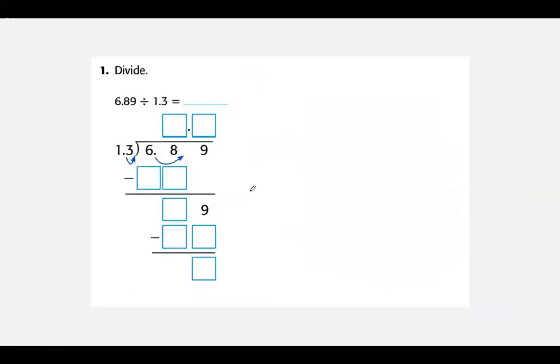Let's try some more. So right here, I want to make this number, my divisor, a whole number. So to make it a whole number, I move my decimal point over to here and I get 13. And then what I do to one side, I have to do to the other. So I've got 6 89 100ths. I move it one place. So I have 6, 68, and 9/10. So those are my two new numbers, okay?